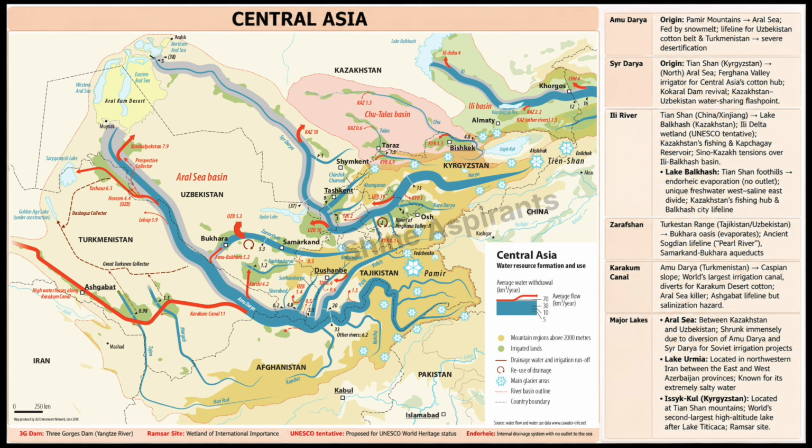Syr Darya. Origin, Tian Shan, Kyrgyzstan, North Aral Sea. Key facts. Ferghana Valley irrigator, Central Asia's cotton hub. Kokaral Dam Revival Project. Kazakhstan-Uzbekistan water sharing flashpoint.